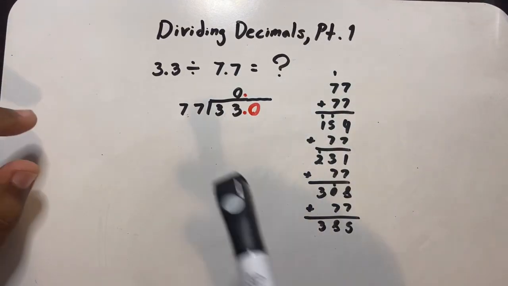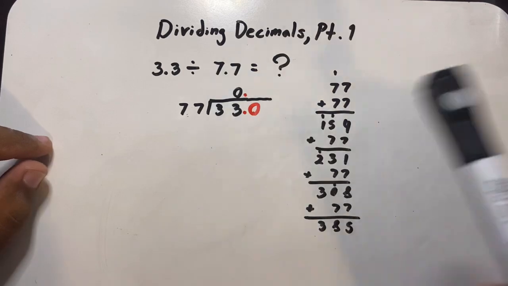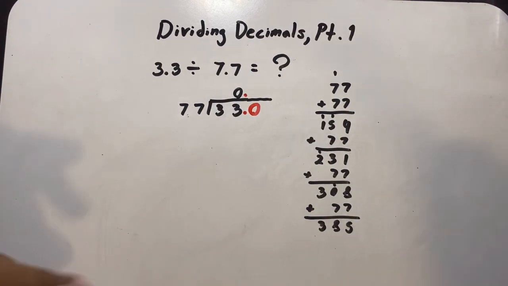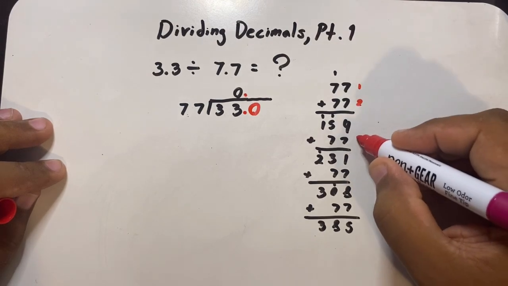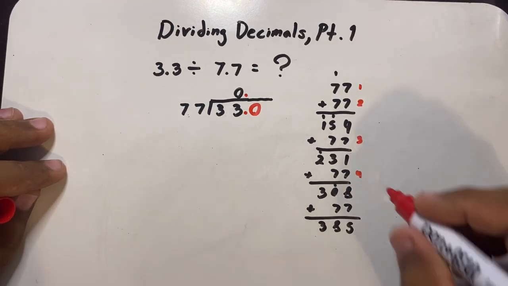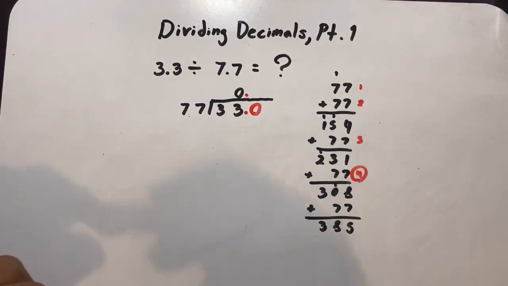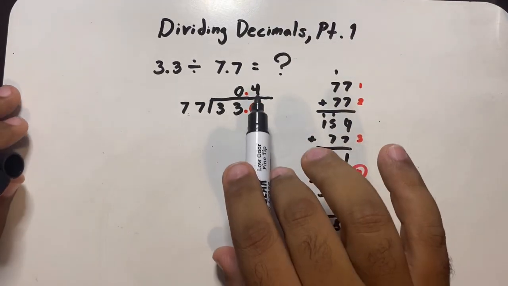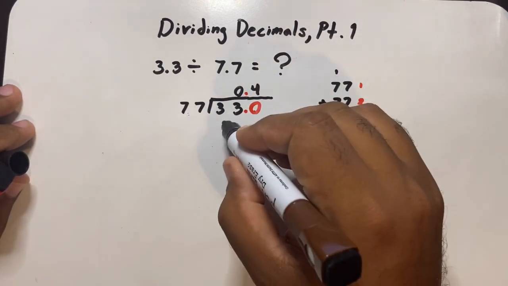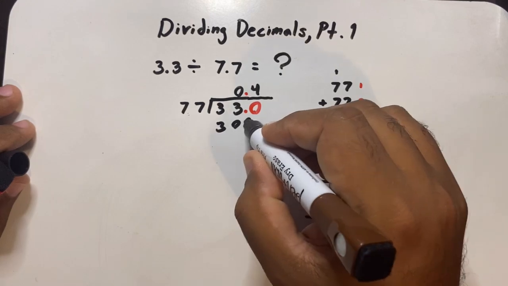So if we look at the equation, 77 inside of 330, we know it can go inside at least, let's see, 1, 2, 3, 4 times. So that 4 is going to be part of our answer. Now we're going to do 4 times 77, which is 308. And then we subtract.